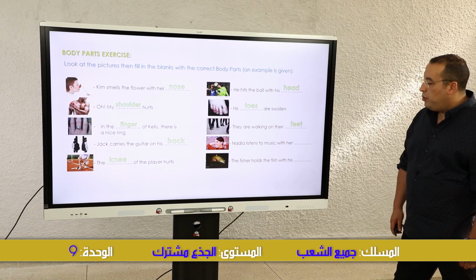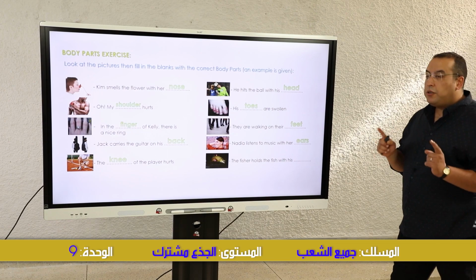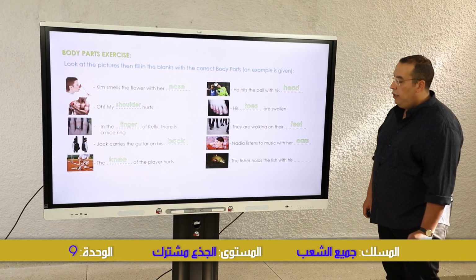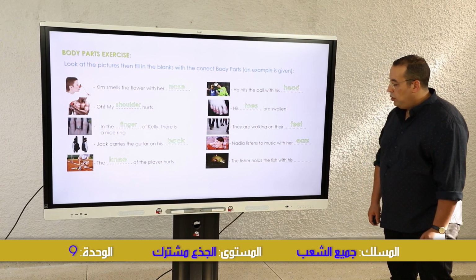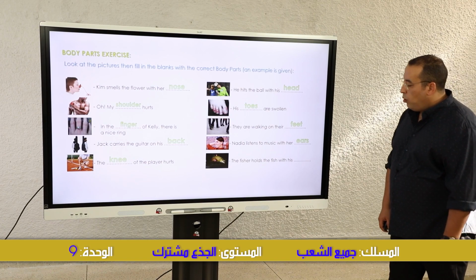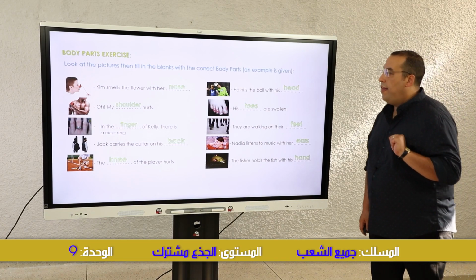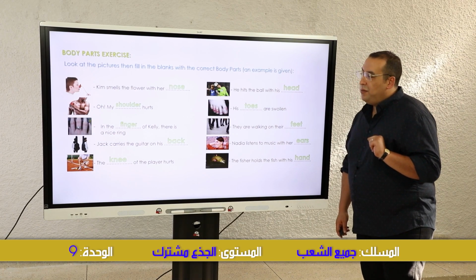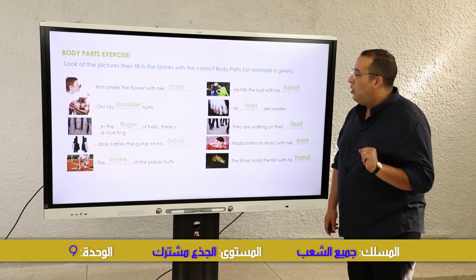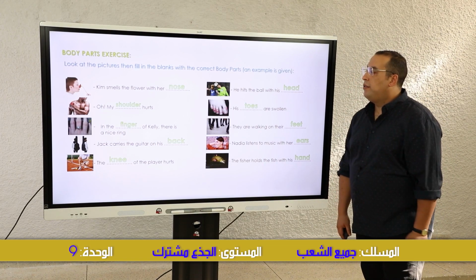Nadia listens to music with her ears, because she has two ears, that's why we put the word ear in the plural form to become ears. The last one, the fisher holds the fish with his hand. So that was the correction of the first exercise. I hope you got most or all of the answers correct.